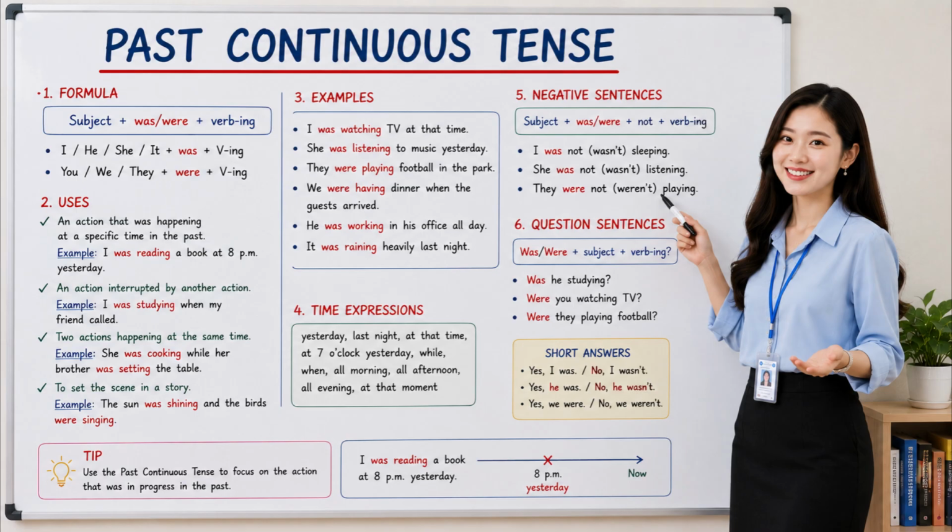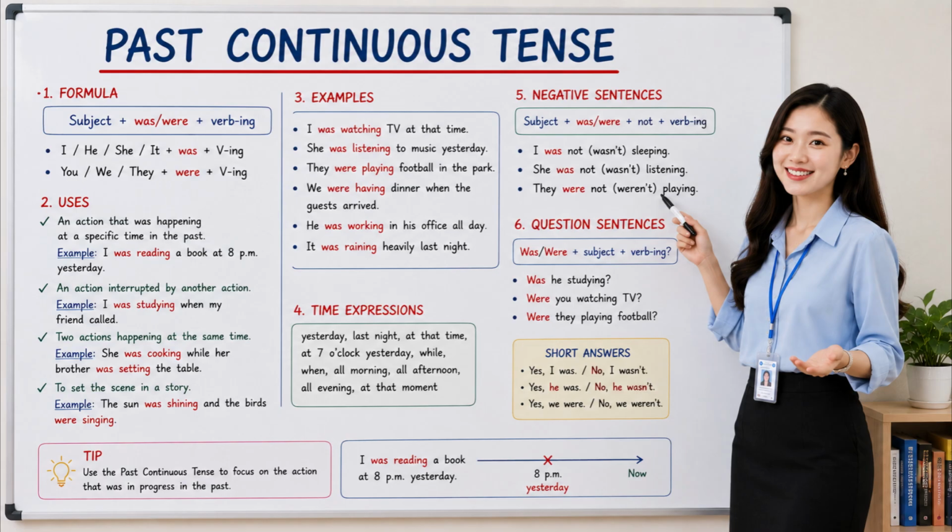1. Actions happening at a specific time in the past. The most common use of the past continuous tense is to describe an action that was happening at a particular moment in the past. Examples: I was doing my homework at 8 p.m. last night. She was cooking dinner at 6 p.m. They were playing football yesterday afternoon. We were watching a movie at that time. He was sleeping when I called him. These actions were in progress during a specific time in the past.